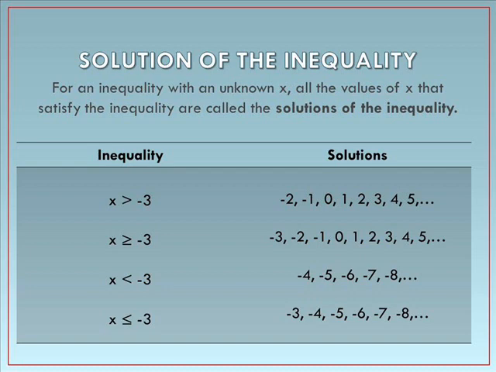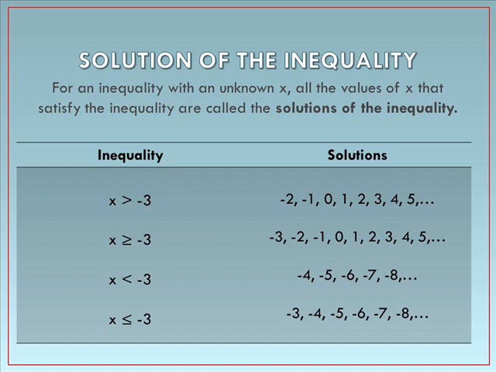Now let us discuss the solution of an inequality. All the values of x that satisfy the inequality are called the solutions of the inequality. Here we have a chart in which inequalities are given on the left hand side and solutions are given on the right hand side. The first inequality says x is greater than minus 3. This can be confusing for some people, but let me remind you that the greater the value of a negative number, the less it is considered. Therefore, if we need to write the numbers greater than minus 3, we will not write minus 4, minus 5, minus 6. Instead, we will write minus 2, minus 1, 0, 1, 2, 3, 4, 5, and so on.